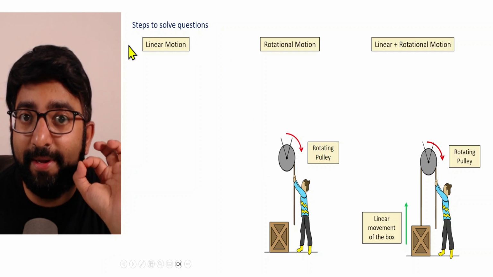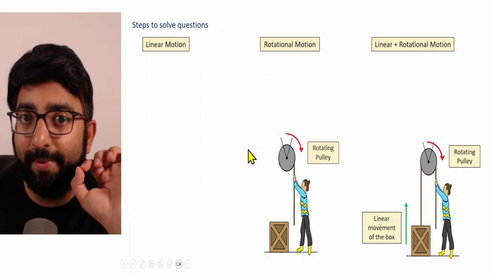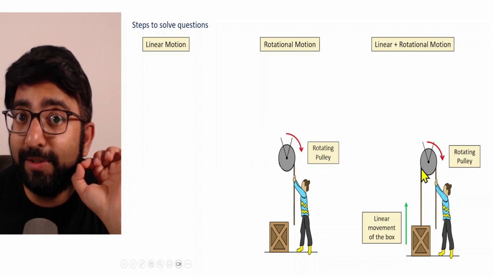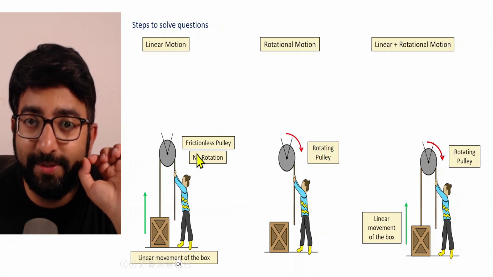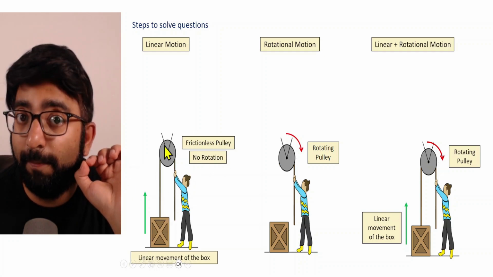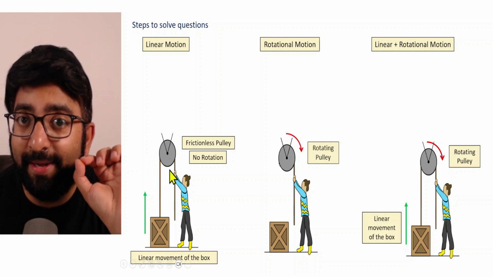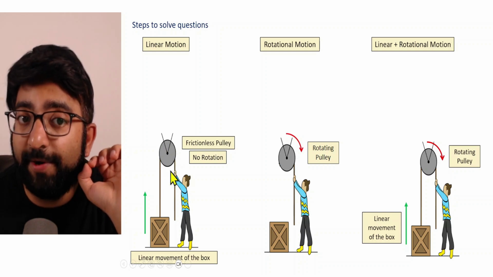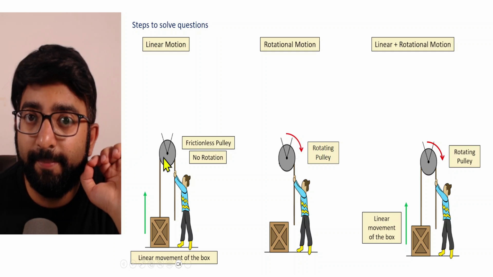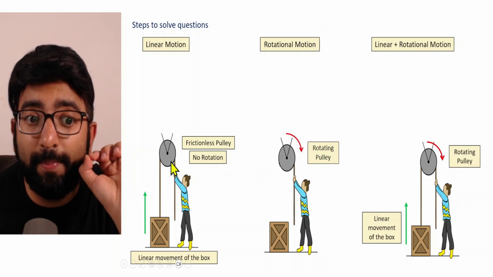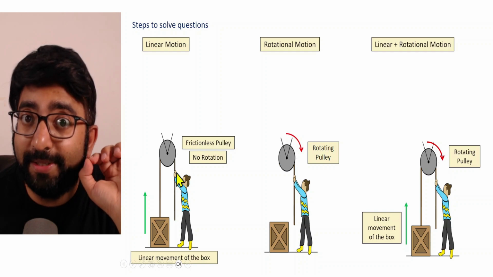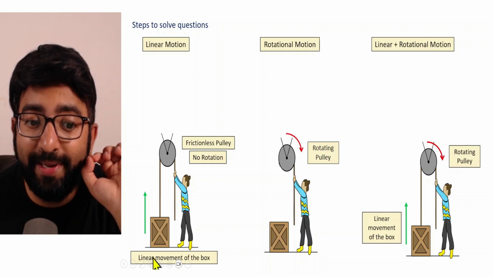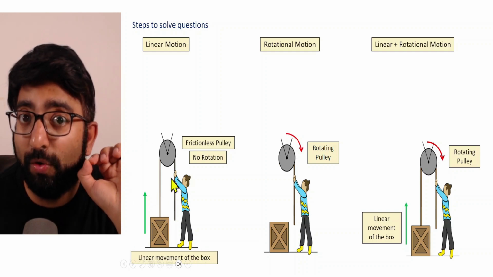Now consider the first category, where we only require linear movement to happen and no rotation should happen. And that is only going to happen if the pulley does not have any friction. So have a look at this diagram. If the pulley is frictionless, then the pulley cannot rotate. And why can it not rotate? The rope, although it is going over the pulley, but for the pulley to rotate, we need some friction between the rope and the pulley. If the pulley is frictionless, then the rope will not be able to move the pulley. But the person is still pulling the rope downwards, which means the box is going to go up. Hence, in this case, only linear movement of the box is there and there is no rotation.